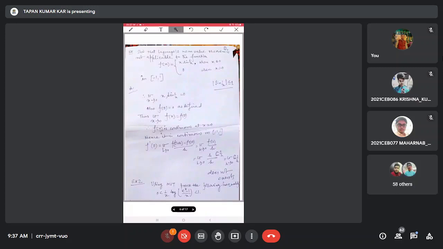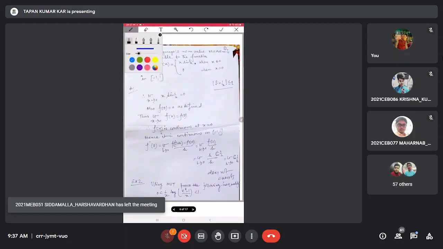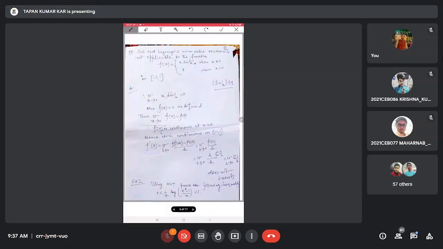So you have to find which condition is not satisfied. First, whether it is continuous or not. Second, whether its derivative exists or not. But here it is found that the function is not differentiable at 0. f'(0) does not exist. The interval is minus 1 to 1, it contains 0, and at 0 the derivative does not exist. So Lagrange's mean value theorem is not applicable.